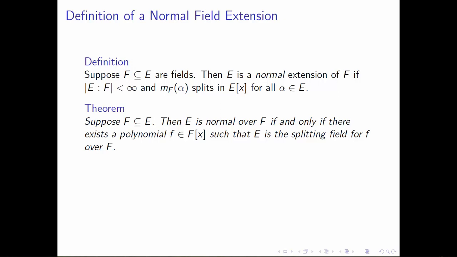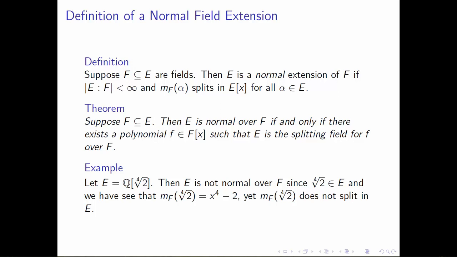So here's the theorem. Suppose that F is a subfield of E, then E is a normal extension of F, or is normal over F, if and only if there exists a polynomial little f in F adjoined x, such that E is the splitting field for little f over the ground field F. So if we can show that E is the splitting field for a single polynomial over the ground field, and it doesn't even have to be an irreducible polynomial, then we know that we have a normal extension. And so this is going to be a really powerful theorem, and that's how we're going to use it. We're going to use this theorem to show that we have a normal extension by just looking at one polynomial instead of looking at infinitely many polynomials.